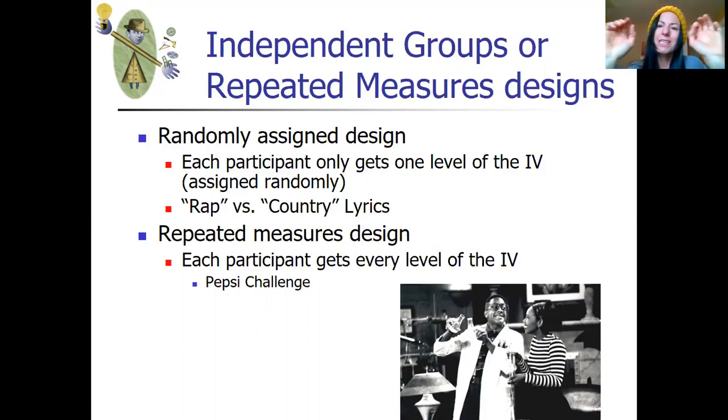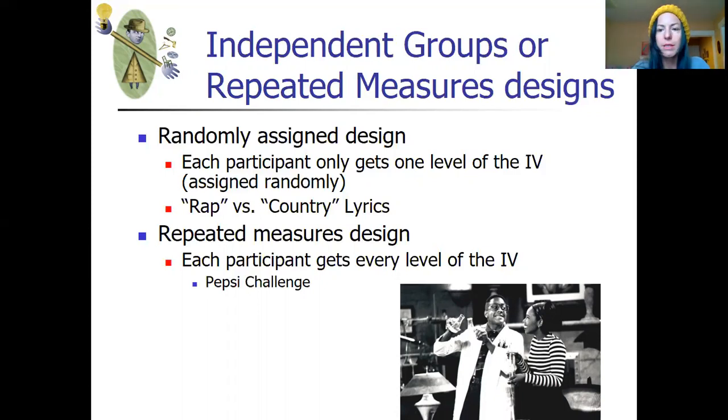Now, he randomly assigned them to groups. With every individual who participated in the experiment, he did the equivalent of flipping a coin: heads, you get the country version, and tails, you get the rap version, or vice versa. It doesn't really matter. The idea is that everybody had an equal chance of getting either the rap or the country version of the song. That is what we call a randomly assigned design or an independent groups design, meaning that the group that got the country version never saw the rap version, and the group that got the rap version never saw the country version at all.